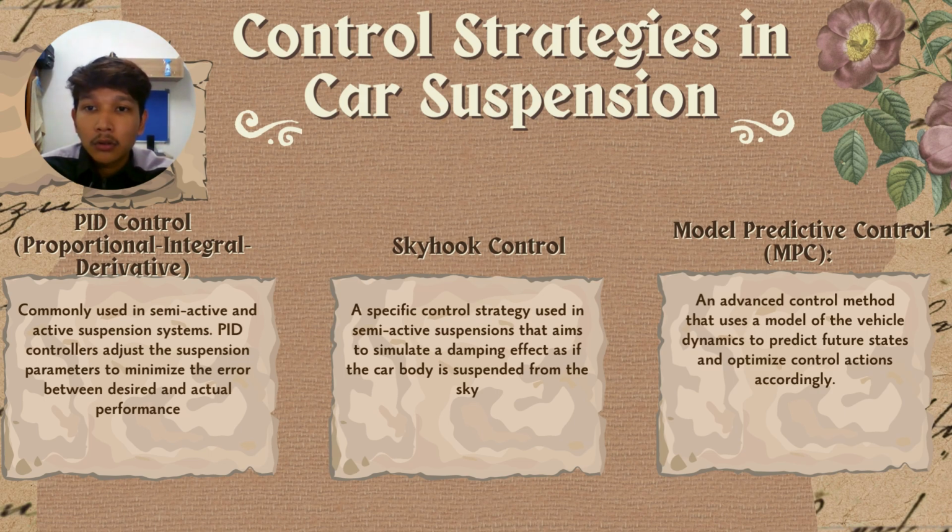First one, PID control, proportional integral derivative. Commonly used in semi-active and active suspension systems, PID controllers adjust the suspension parameters to minimize the error between desired and actual performance. The second is skyhook control, a specific control strategy used in semi-active suspension that aims to simulate a damping effect as if the car body is suspended from the sky.